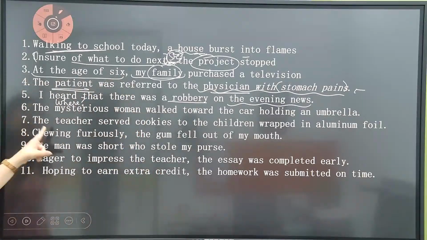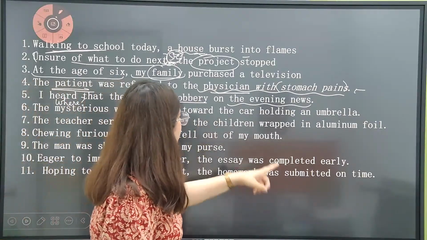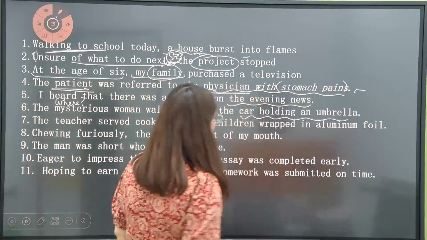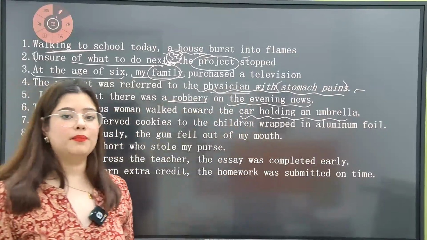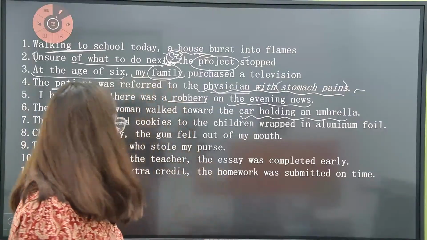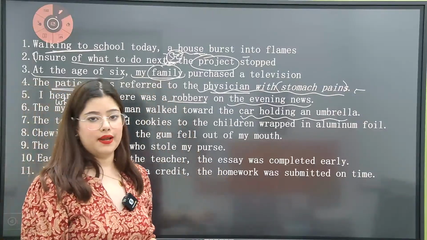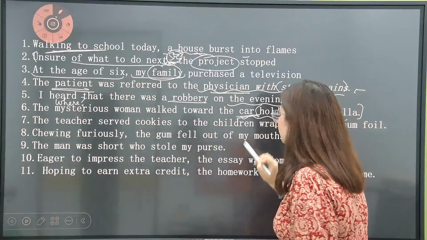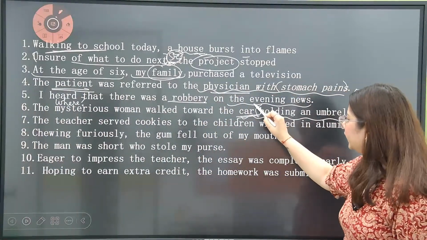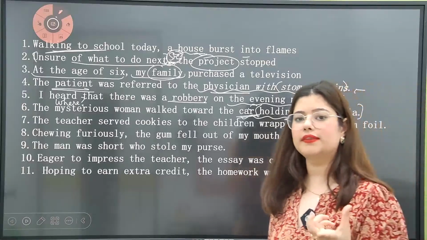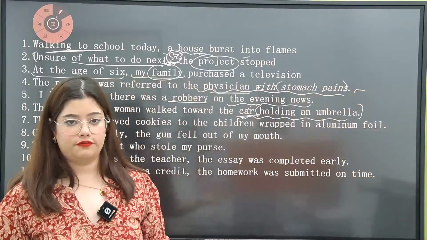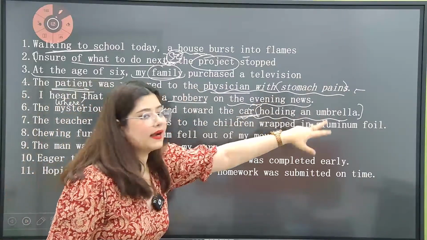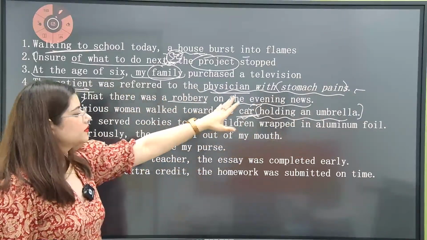Next, the mysterious woman walked towards the car holding an umbrella. Again, was the car holding an umbrella? No. Obviously, the woman was holding that umbrella, but holding an umbrella is placed in close proximity to the car, a word that it is actually not modifying. So, the mysterious woman holding an umbrella walked towards the car.